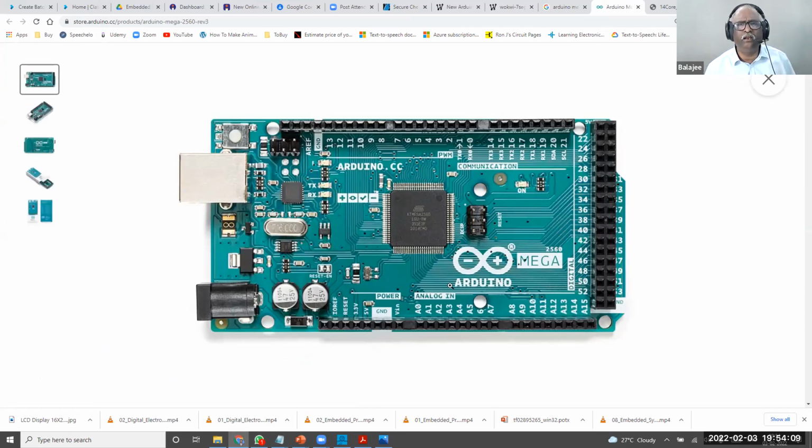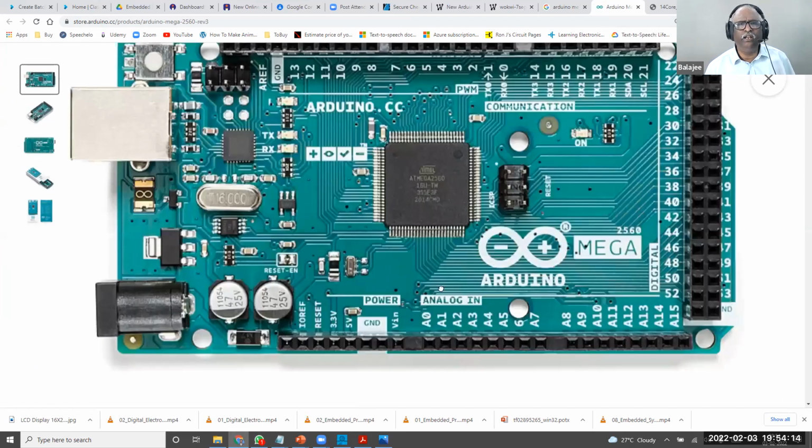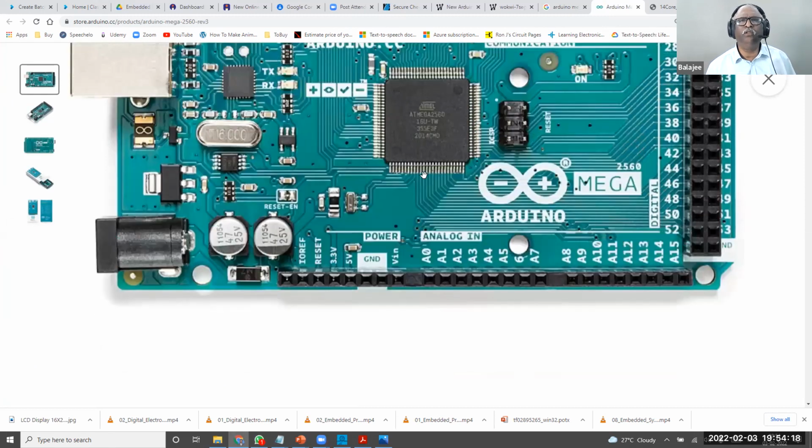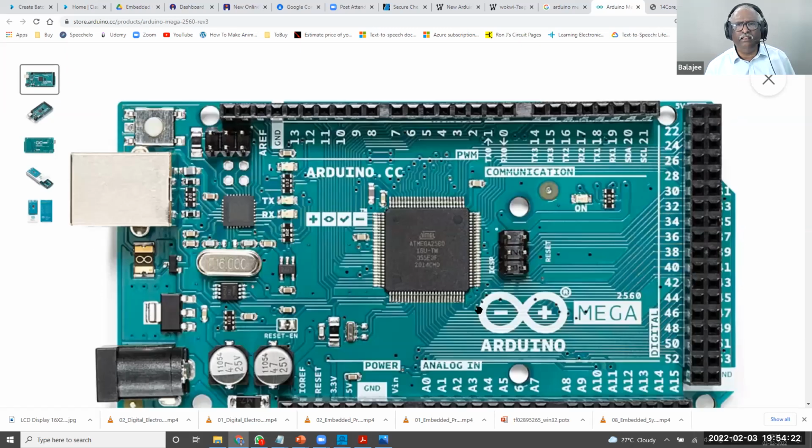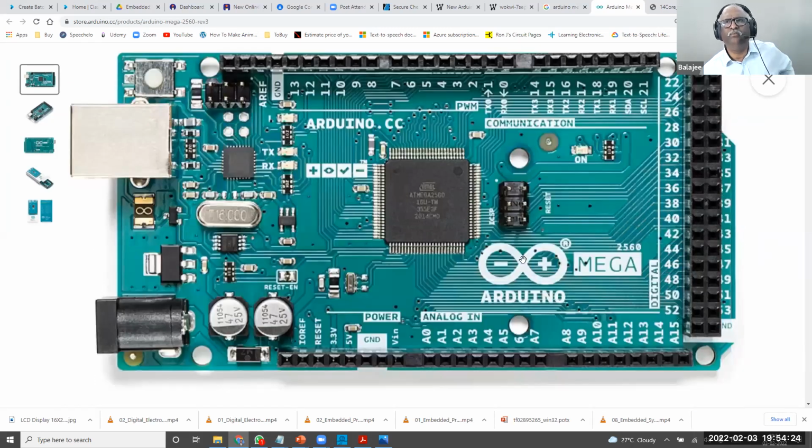All of these you see here. When I say A0 to A7, the chips are connected here. You see that. This is called a PCB. They made the PCB and they soldered the IC on this.